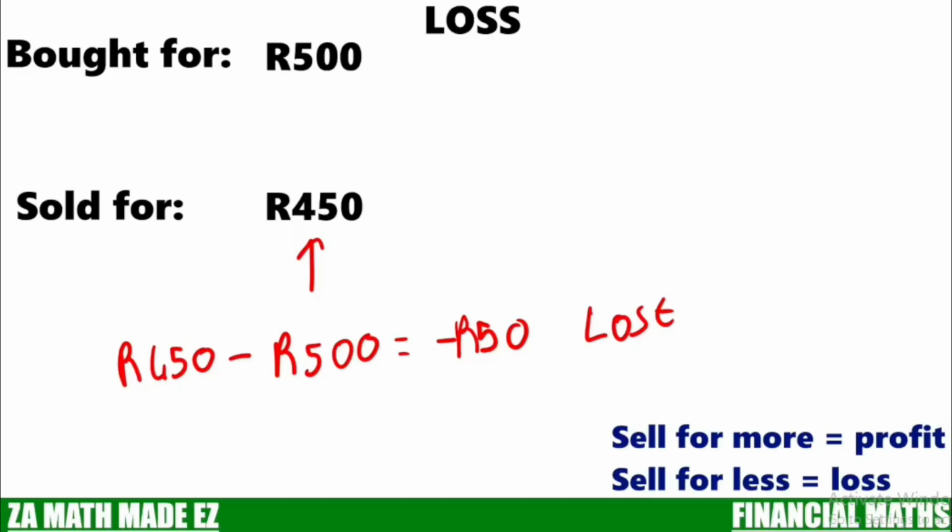Here's an easy rule. If you sell them for more, it is profit. If you sell them for less, it is loss. This is easy to remember over here.